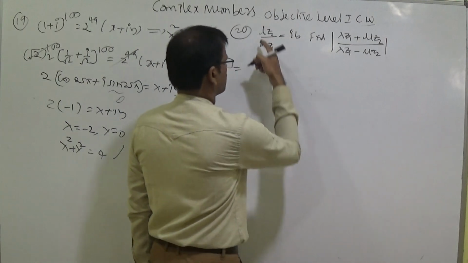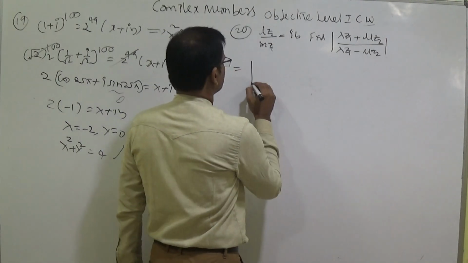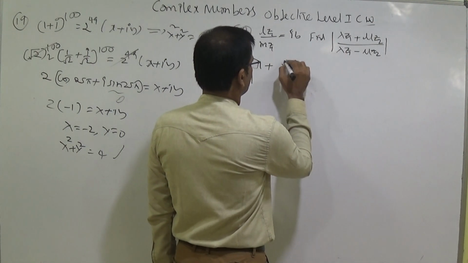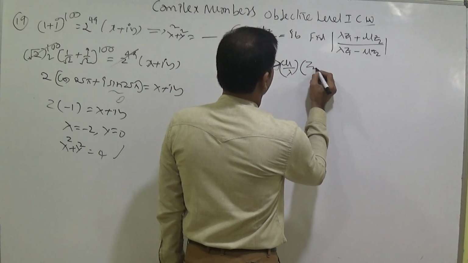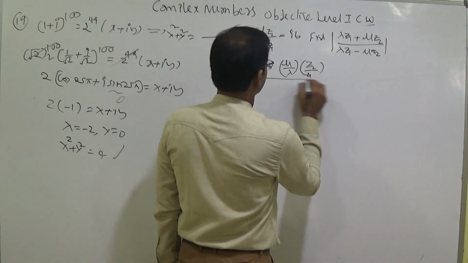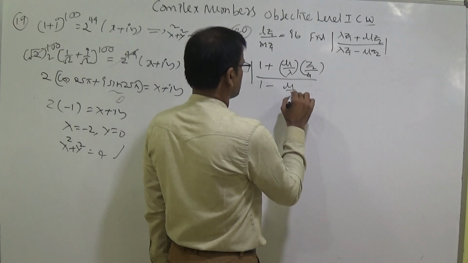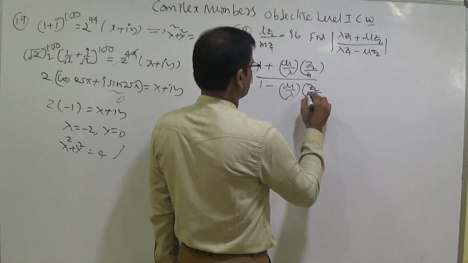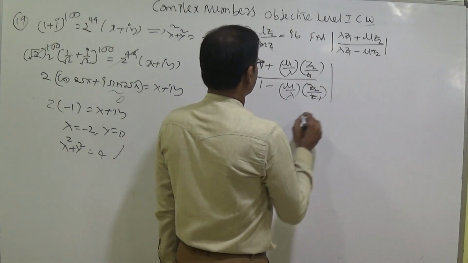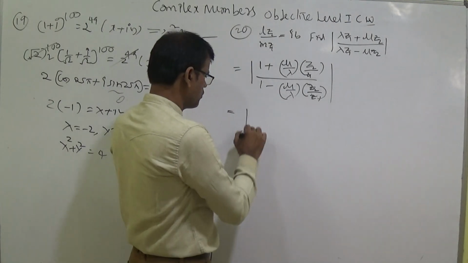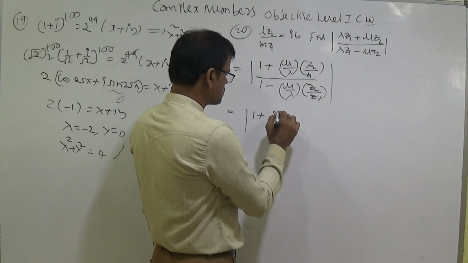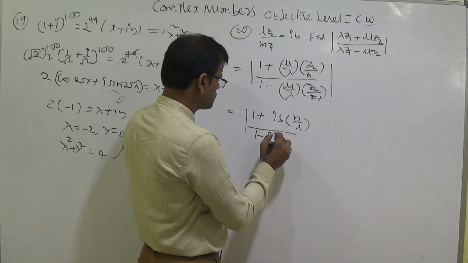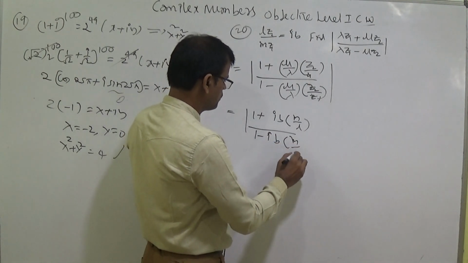Divide by lambda Z1, and you can write Z2 by Z1. So we get 1 plus mu by lambda into Z2 by Z1, whole by 1 minus mu by lambda into Z2 by Z1. Z2 by Z1 can be understood as 1 plus iB into M by L, whole by 1 minus iB into M by L.